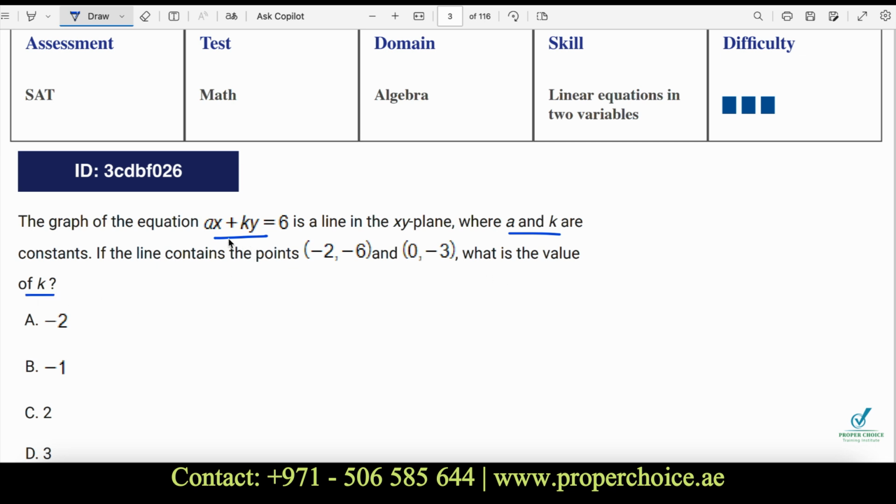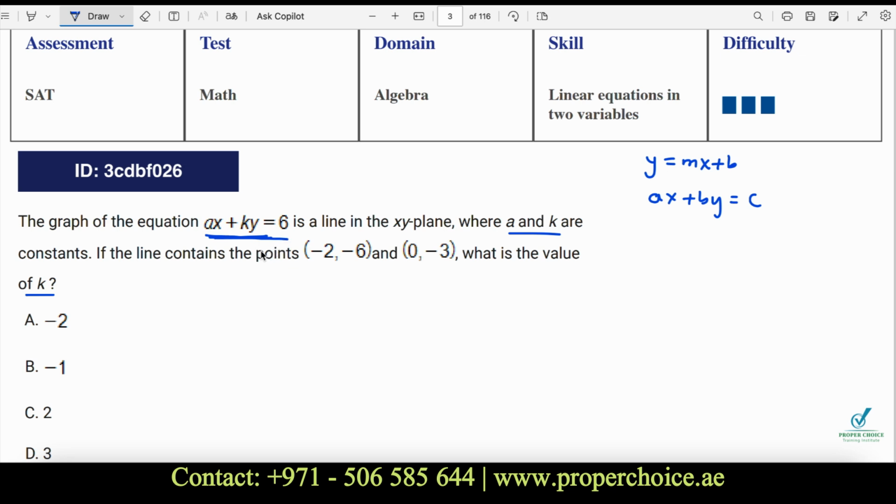Whatever they have given to us, this is the equation of a line in general form. You can write the equation of a line in different forms. One is y equals mx plus b. This we call the slope-intercept form. Another one is ax plus by equals c, where a, b and c are constants. This is called the general form of a linear equation. Actually they have given it to us in this format.